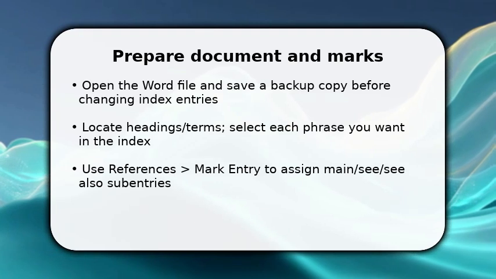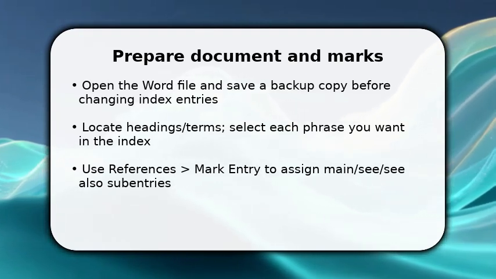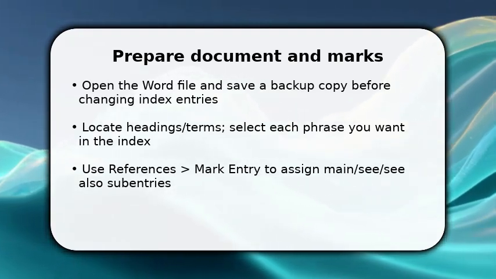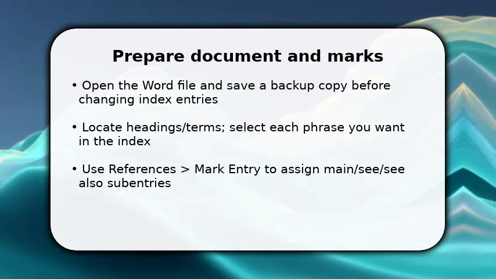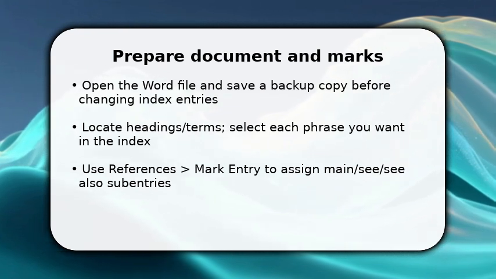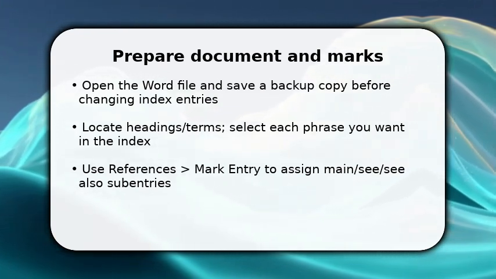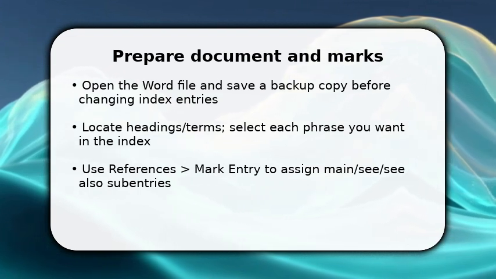You start by preparing the document and marking entries so Word knows what to collect. First, save a backup. This avoids losing manual edits. Then scan your headings and select each term you want indexed. Mark them using references. Mark entry and choose main, subentry, or cross-reference.